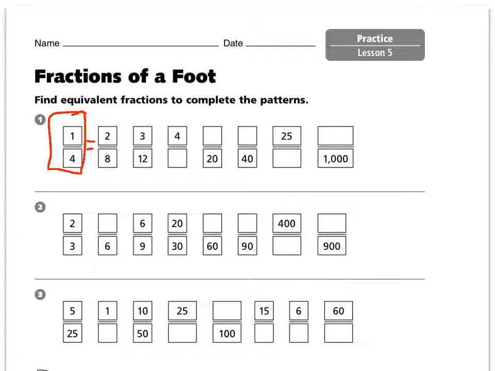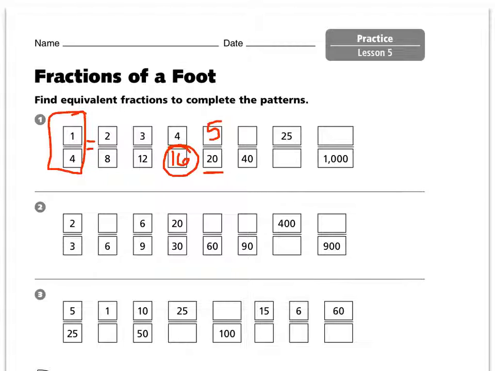Now I'm going to do the same thing in order to get 4, and I don't know what the bottom number is. So I need to think 1 times what equals 4, and I know 1 times 4. So if I do it to the top, I have to do it to the bottom. 4 times 4 is 16. Now I have what times 4 to get 20, and I know 4 times 5 equals 20, and 1 times 5, because I have to do it to the top as well, equals 5.